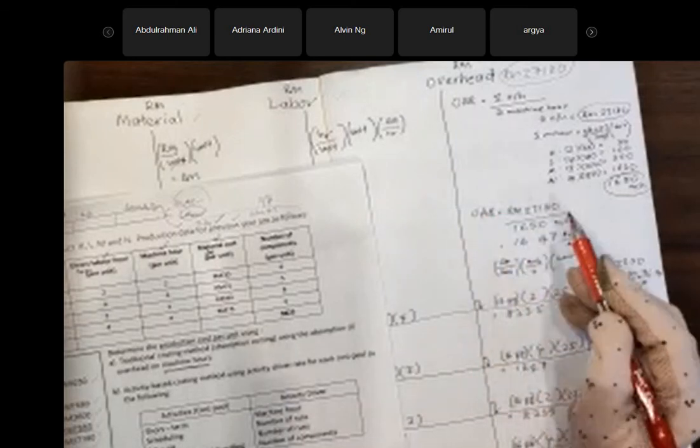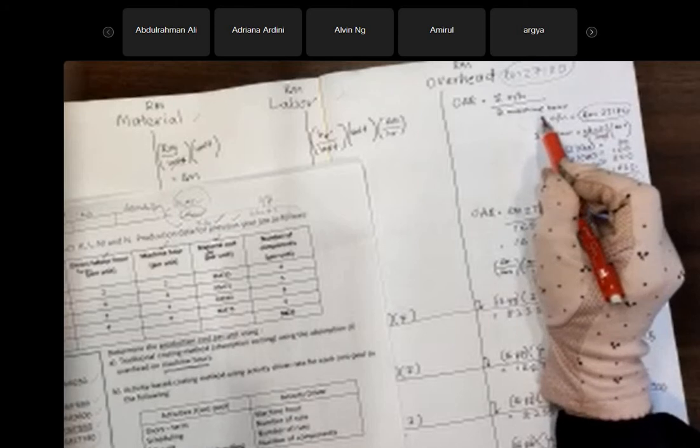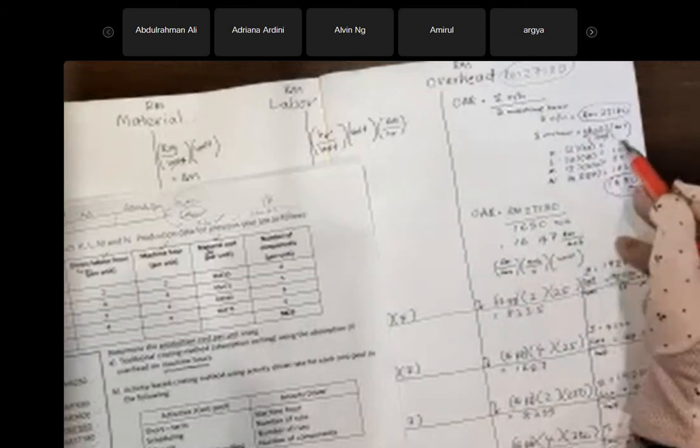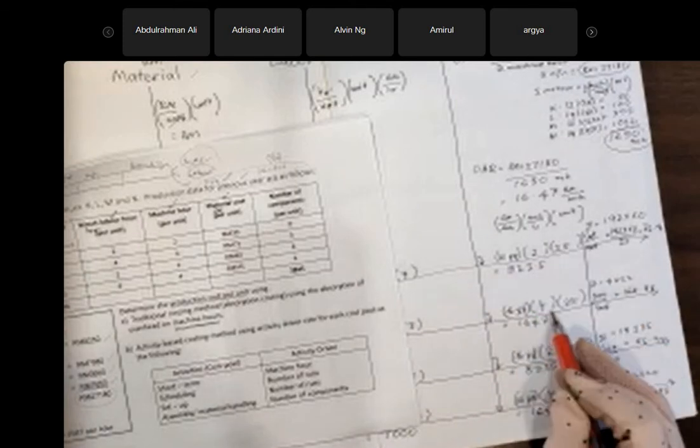You just total it up and then you calculate the OAR. This OAR for the traditional is based on machine hour. If not mentioned, by default you must know it is machine hour. So you have to calculate the total machine hour for each product, get the OAR, and then distribute based on each product's portion of utilization. Okay, now we go to activity-based costing.